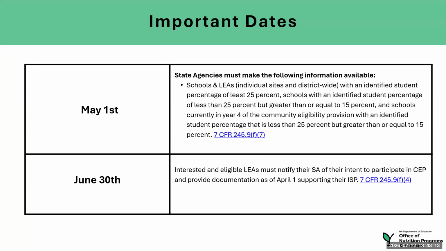And then May 1st is when we have to get that data out to you, but we'll typically do it in the beginning of April. And then by June 30th, any schools or districts or grouping of schools that want to apply for CEP must apply by June 30th. And that's for the following school year.